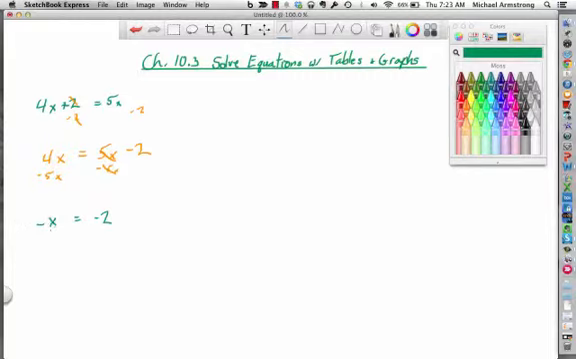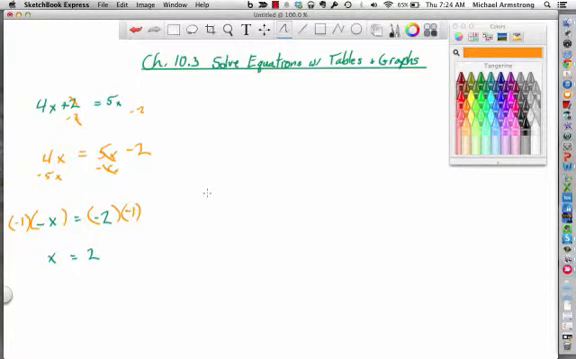And if negative x is equal to negative 2, then positive x is equal to positive 2. And if you don't believe me, you can multiply. Remember, whatever you do to one side, you can do to the other side. You can multiply both sides by a negative 1. Negative 1 times negative x is positive x. Negative 2 times negative 1 is positive 2. This is a good trick because they're the same thing, but it's nice to see it in the positive. X is equal to 2. So this is our solution.